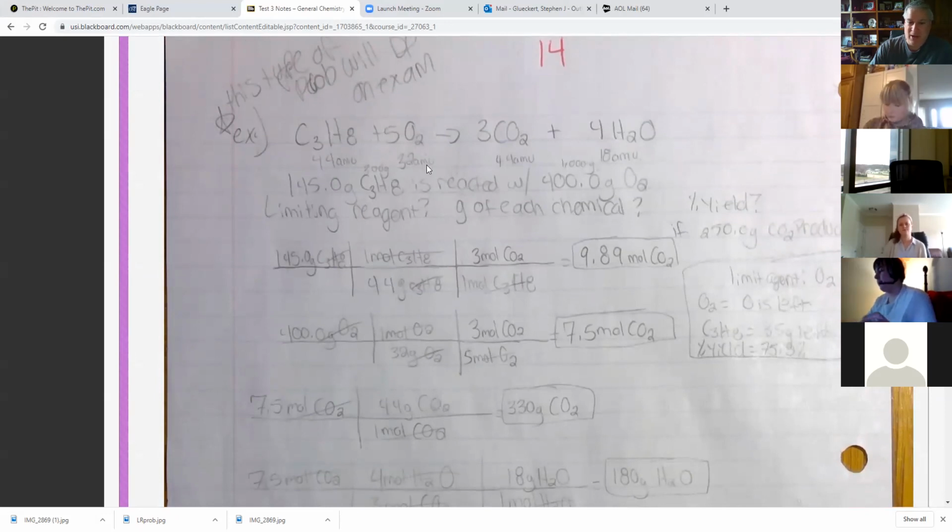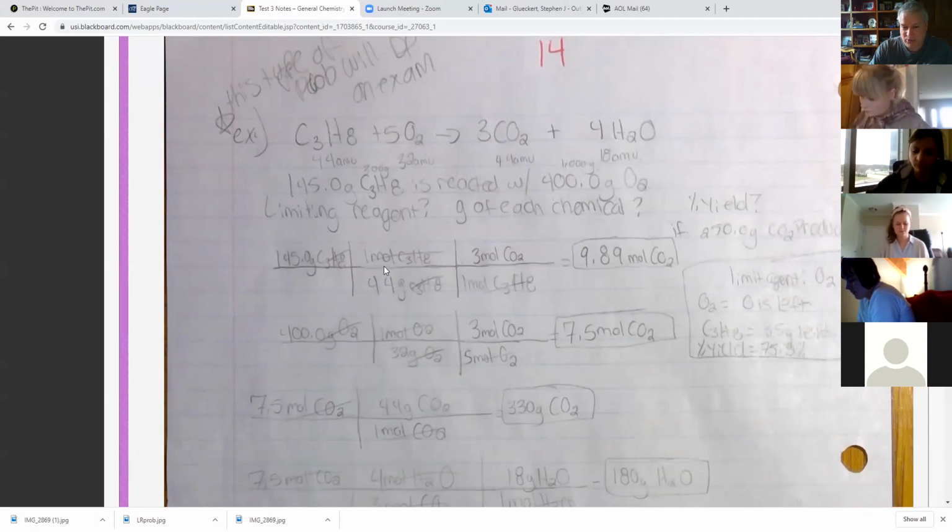Given an amount of each starting material, you need to be able to say what's the limiting reagent, and how many grams of each thing are left at the end. From the given amount of C3H8, the question you should be asking yourself is how much product do I get from that process? Grams of reactant to moles of reactant to moles of product. You got your number there.